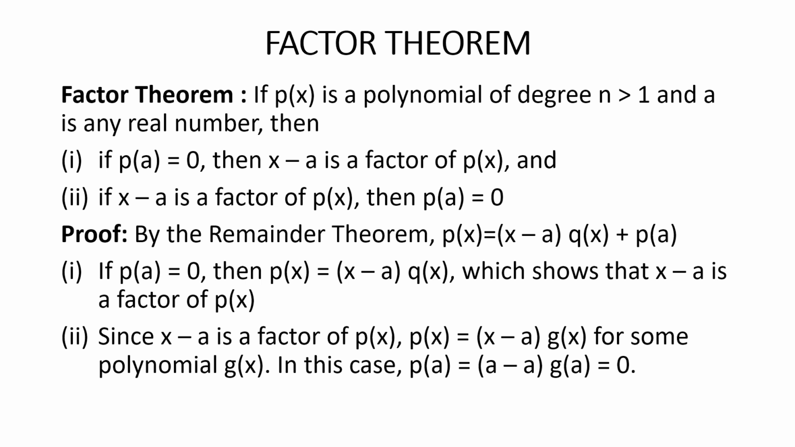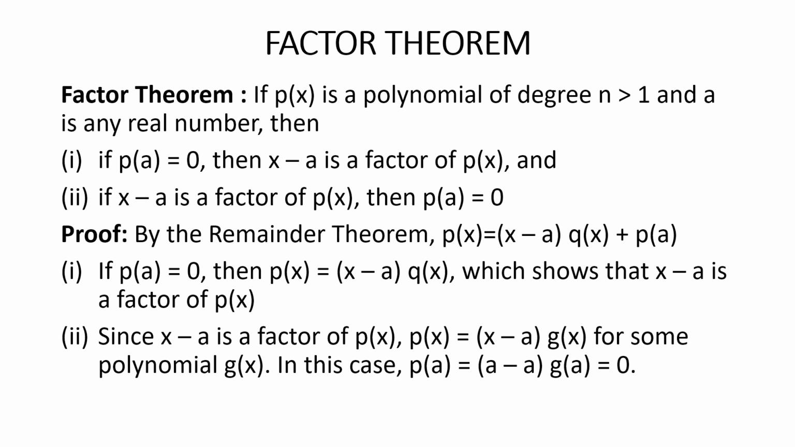We have just seen the remainder theorem. By the remainder theorem, p(x) is equal to (x minus a) into q(x) plus p(a). The remainder was p(a). So now if p(a) is 0, we know that p(x) is equal to (x minus a) into q(x), which shows that x minus a is a factor of p(x).